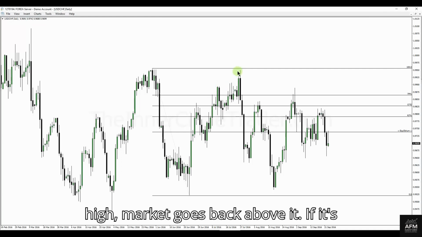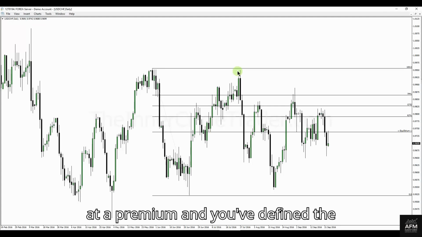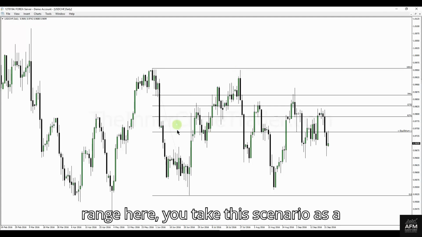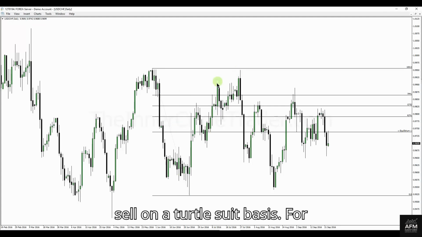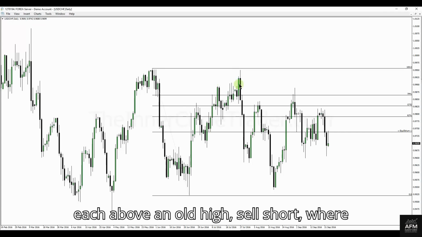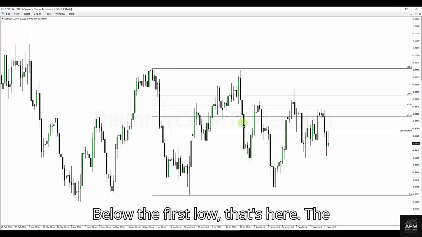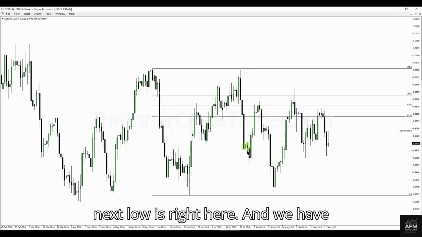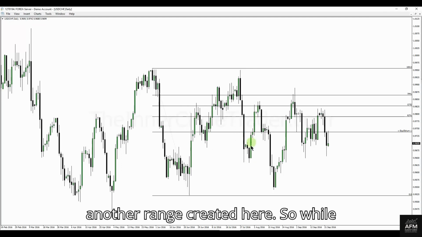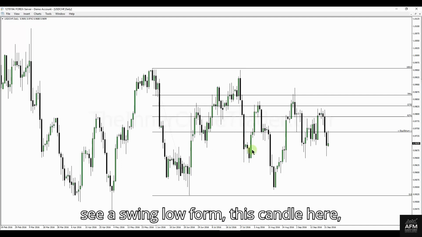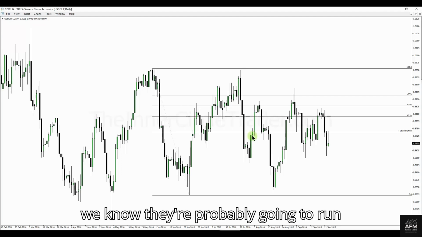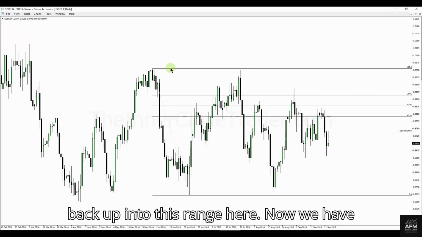Market goes back above it. If it's at a premium, and you've defined the range here, you take this scenario as a sell on a turtle soup basis. Breach above an old high, sell short, where you're going to take profits is below the first low. That's here, the next low is right here, and we have another range created here. So while we're watching this form, as soon as we see a swing low form, this candle here, we know they're probably going to want to run back up into this range here.